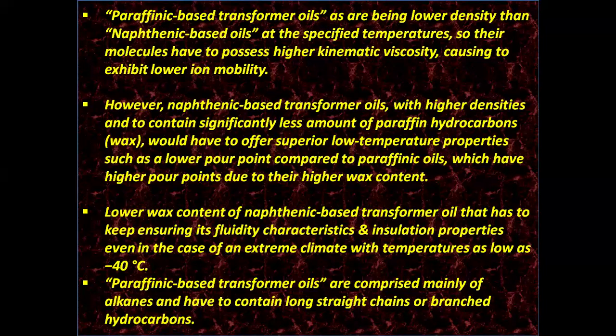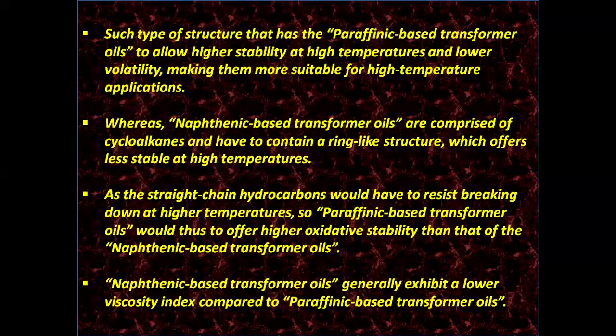Paraffinic based transformer oils are comprised mainly of alkanes and contain long straight chains or branched hydrocarbons. Such a structure allows paraffinic based transformer oil higher stability at high temperatures and lower volatility, making them more suitable for high temperature applications. Whereas naphthenic based transformer oils are comprised of cycloalkanes and contain a ring like structure, which offers less stability at high temperatures.